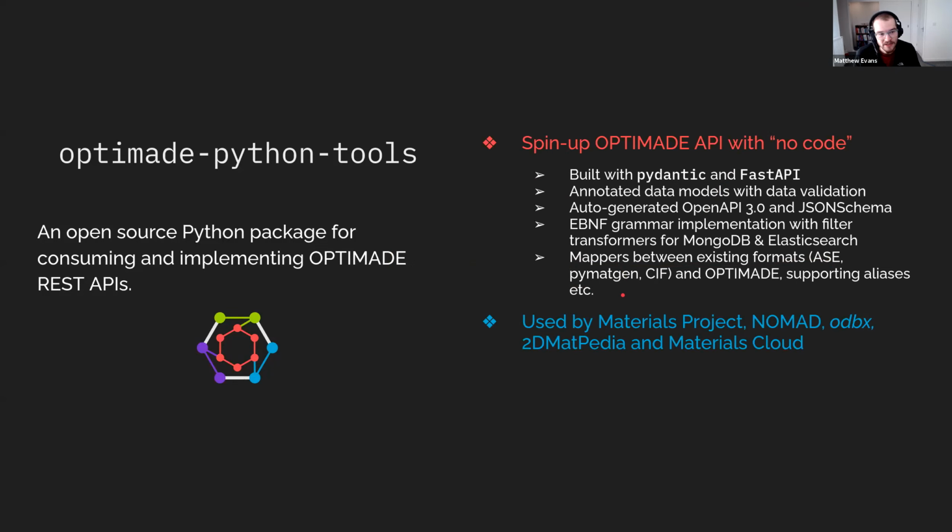But I guess the key is that this is used to actually host some of these databases. So it's used by Materials Project, Nomad, ODBX, 2D Mappedia, and the Materials Cloud. So again, even if you're not using it locally on your computer, you're calling Optimade Python tools code on someone else's computer as a web API. And it also provides some of these tools with validation, which you shouldn't need to worry about.